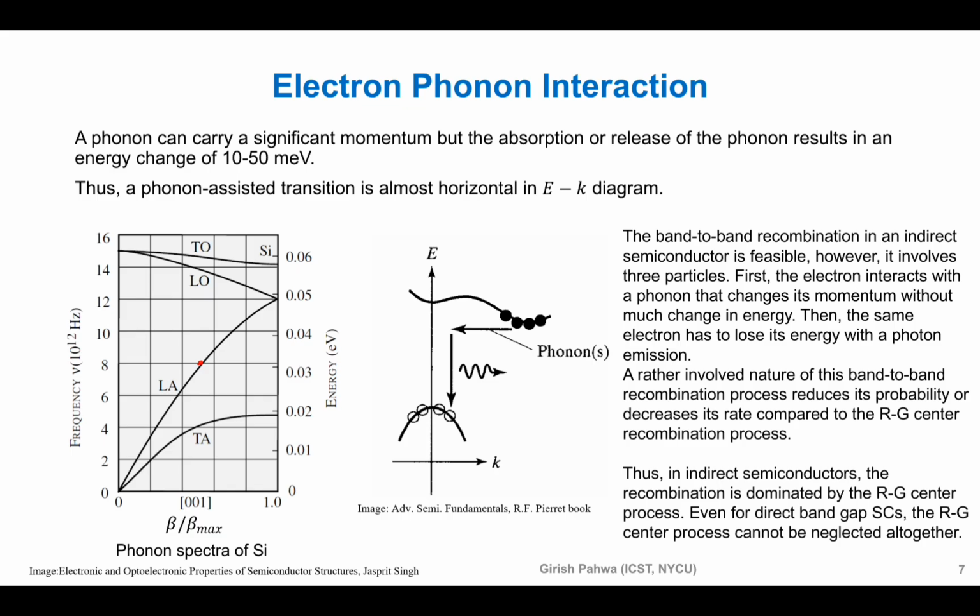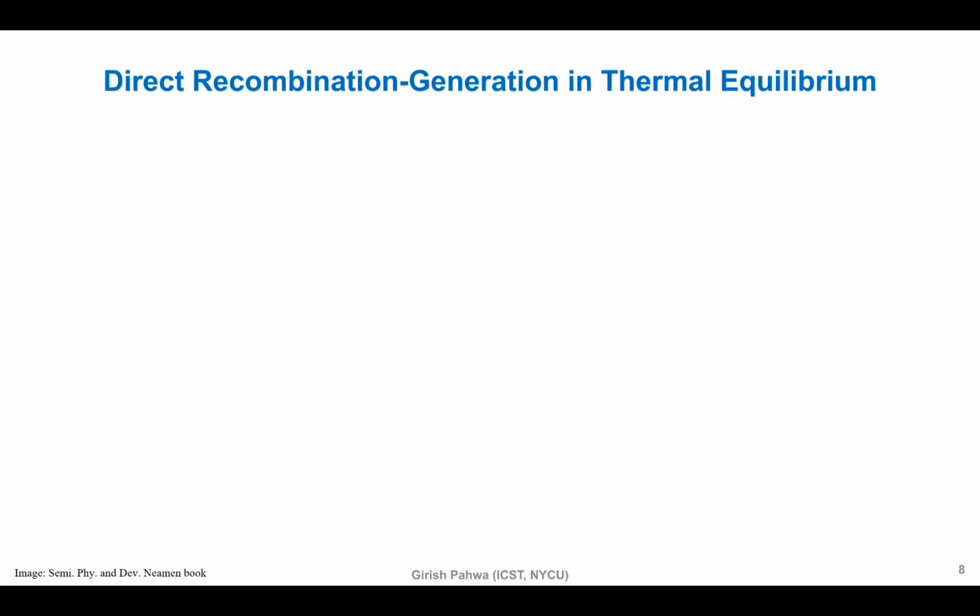Okay, so now we have understood the interaction between electron photon, electron phonon. Let's try to do some mathematics. Let's try to derive some relations for different processes. So let's start with the simplest one. Let's start with direct band to band recombination and generation. Then we will move to indirect one. So direct one is very easy.